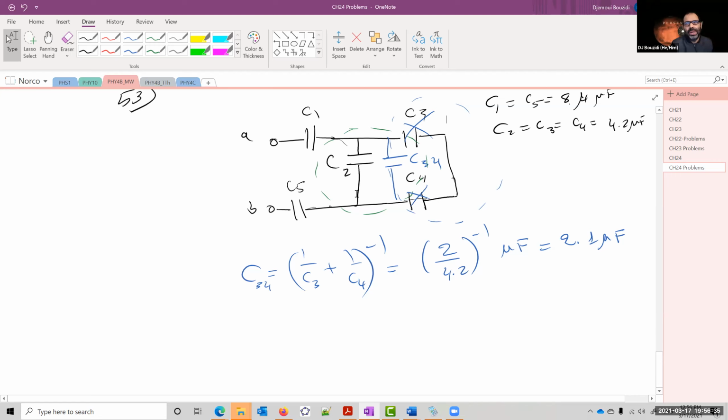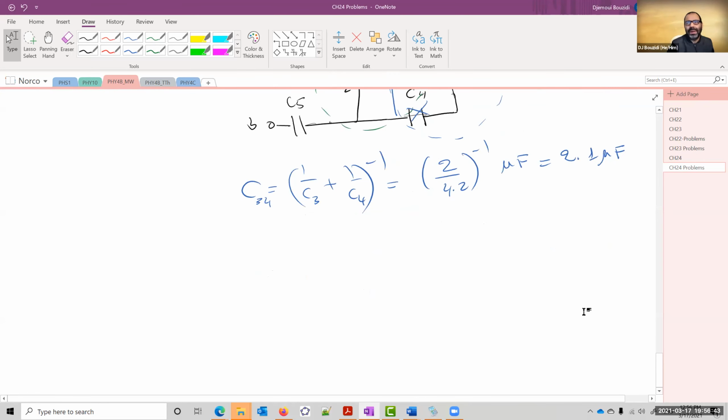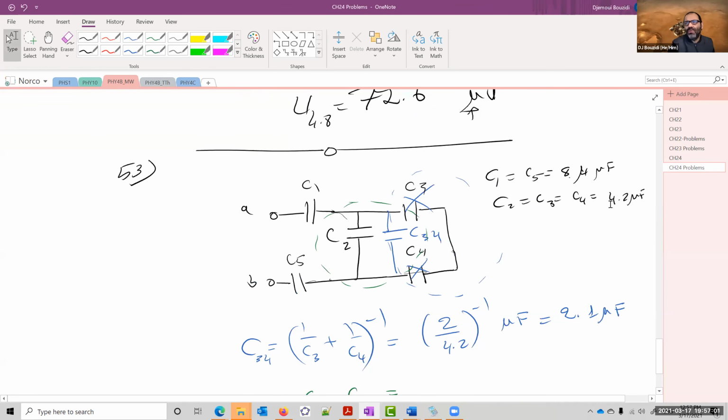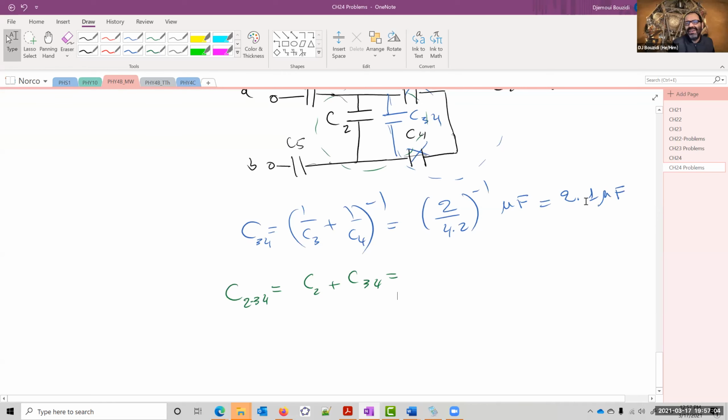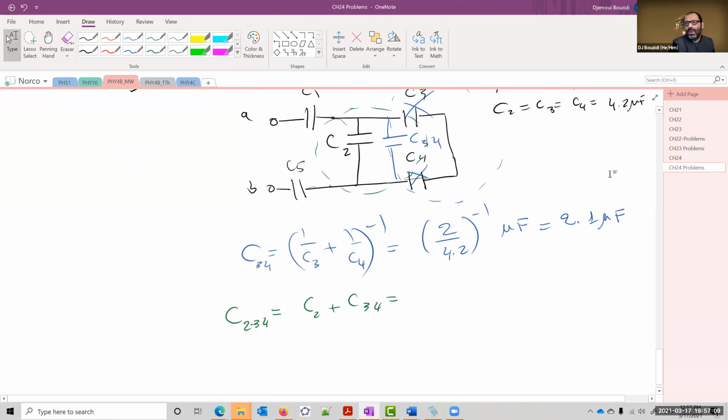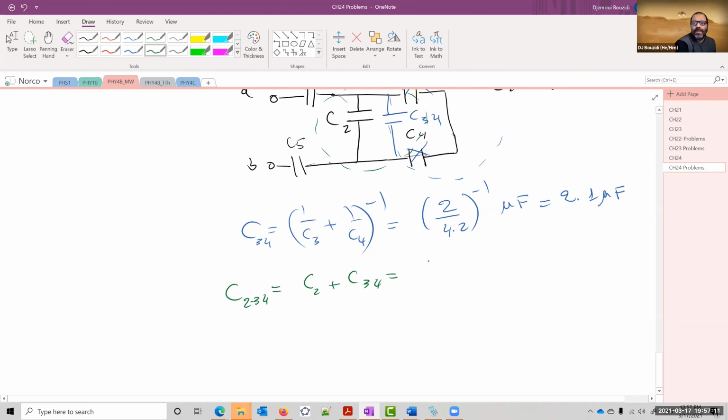So that's why I had to use this one. But now C2 and C34 are actually in parallel, I'm sorry. So now their C equivalent between 2, 3, and 4, I have to write a dash in here, is equal to basically the sum of the two, which is C2 plus C34. For that, C2 is equal to 4.2, and the other one is just half that much. So this is going to be equal to 2.1 plus 4.2, which is 6.3 microfarads.